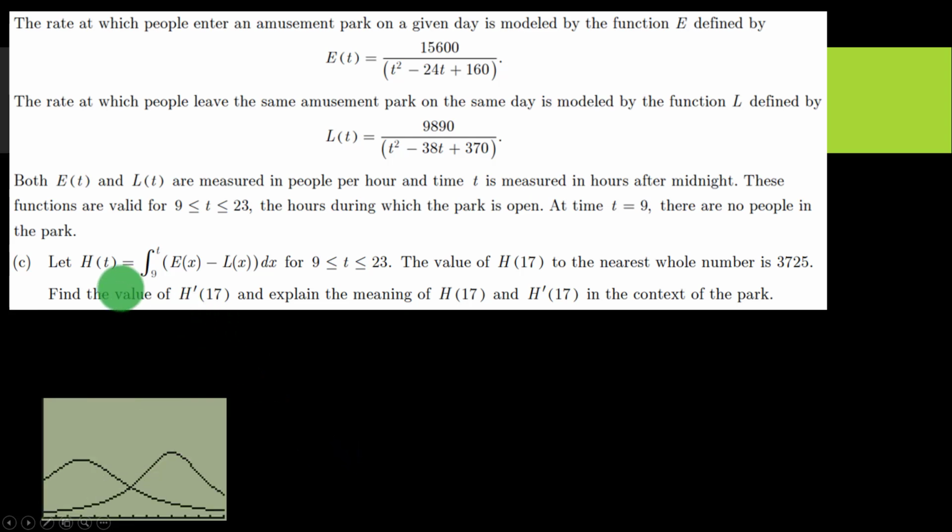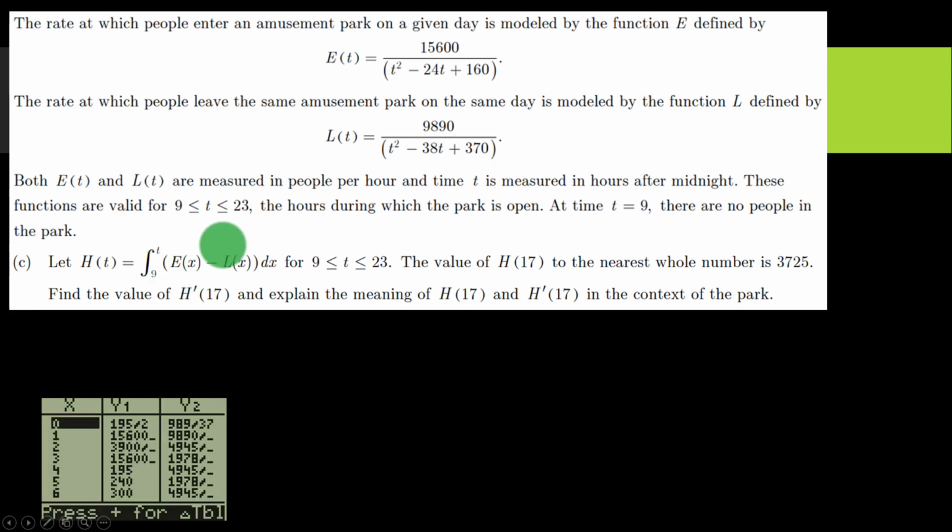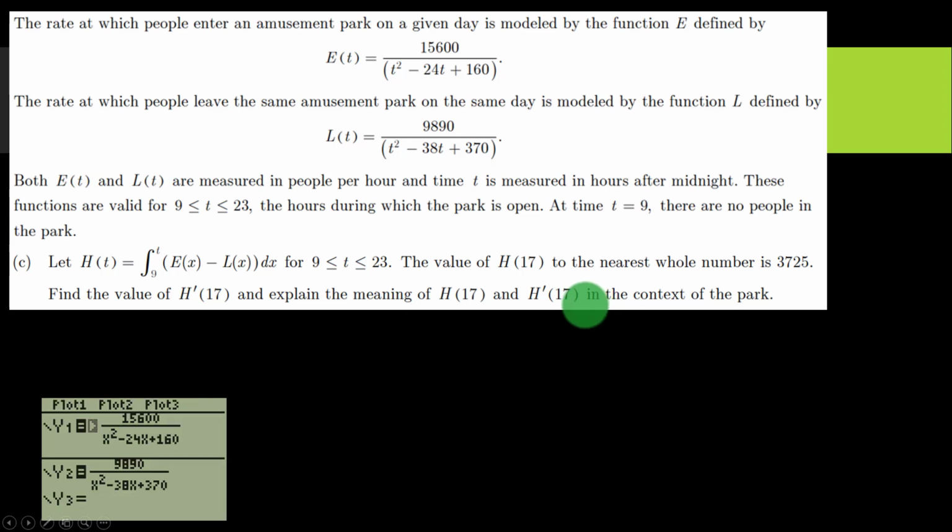Okay, C. Let h of t equal the integral from 9 to t of E of x minus L of x. Notice that that's rate in minus rate out for 9 to 23. The value of h of 17 to the nearest whole number is 3,725. Find the value of h prime of 17 and explain the meaning of h of 17 and h prime of 17 in the context of the park.